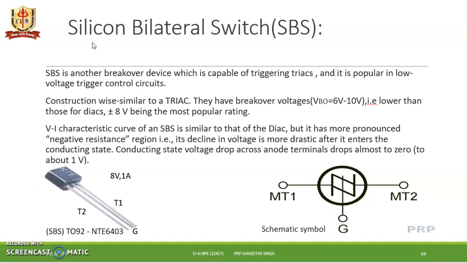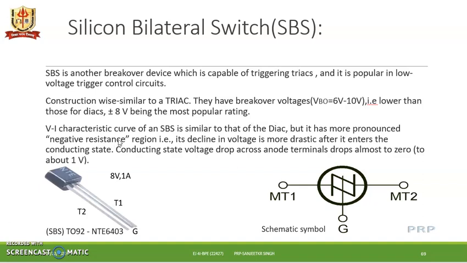Here we have the second device, silicon bilateral switch. It is another breakover device which has the capacity of triggering a triac, and it is very popular in low voltage trigger control circuits. If we look at the layered structure, it is very much similar to that of a triac, and the breakover voltages will be between 6 volt to 10 volt, and mostly we find this voltage as plus minus 8 volt. This is the popular rating of SBS.